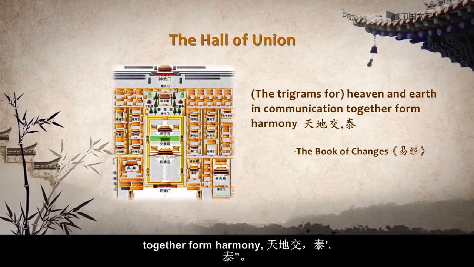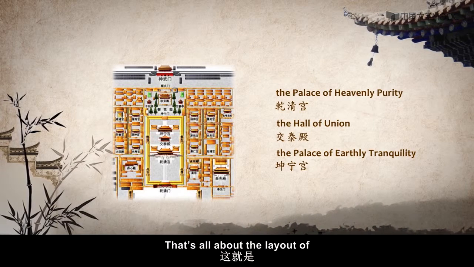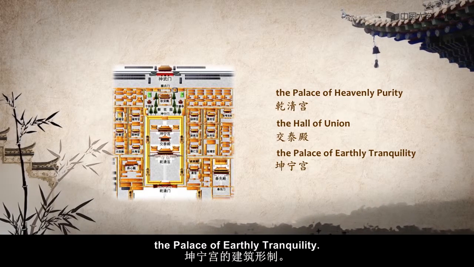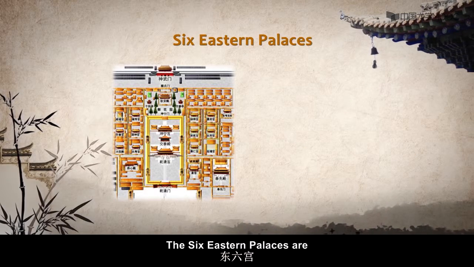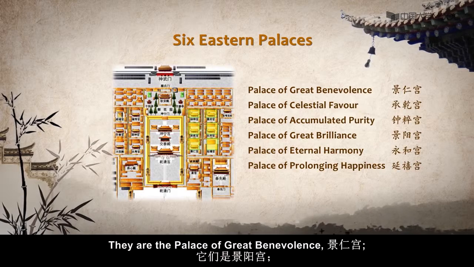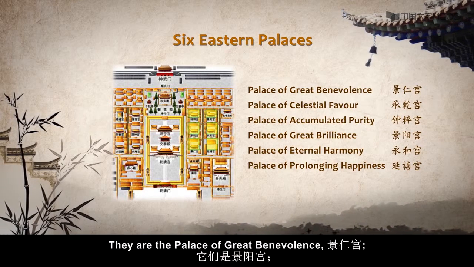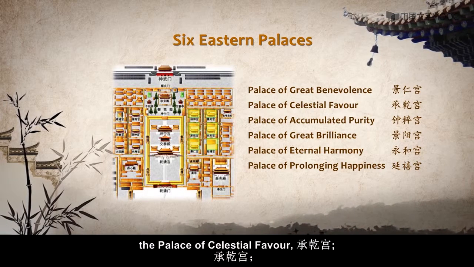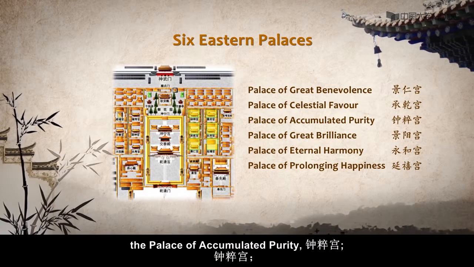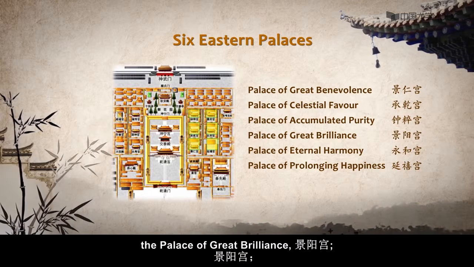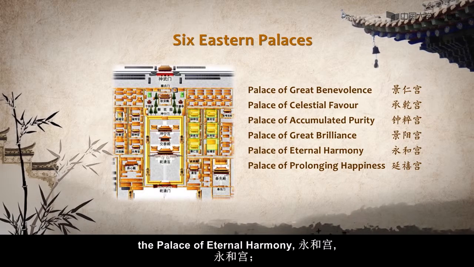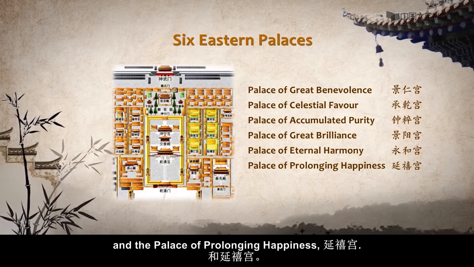天地交泰. That's all about the layout of the 3 rear palaces, the Palace of Heavenly Purity, the Hall of Union, and the Palace of Earthly Tranquility. The 6 eastern palaces are in the east of the 3 rear palaces. They are the Palace of Great Benevolence, Jin Ren Gong, the Palace of Celestial Favor, Cheng Qian Gong, the Palace of Accumulated Purity, Zhong Cui Gong, the Palace of Great Brilliance, Jing Yang Gong, the Palace of Eternal Harmony, Yong He Gong, and the Palace of Prolonging Happiness, Yan Xi Gong.